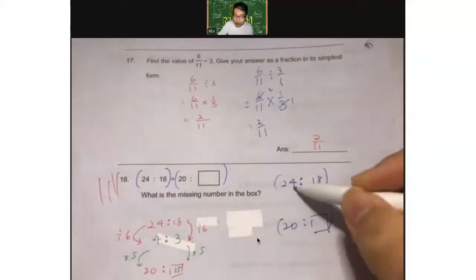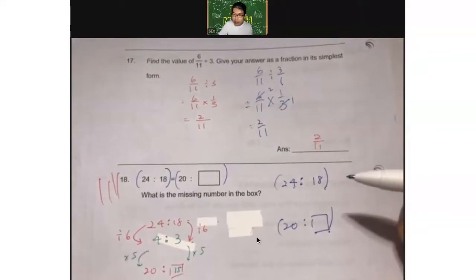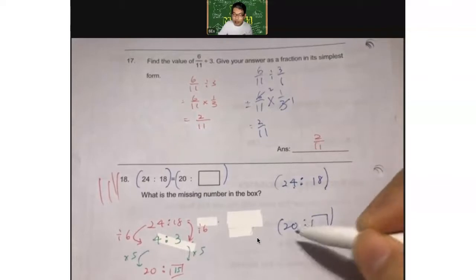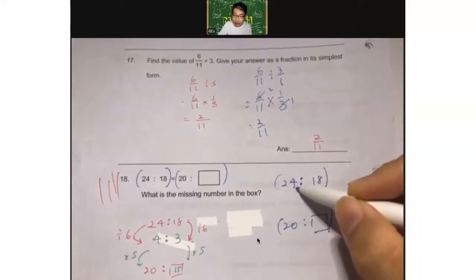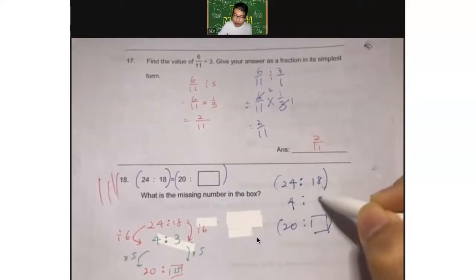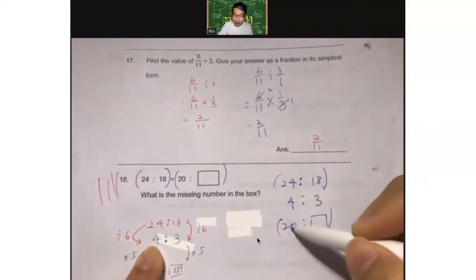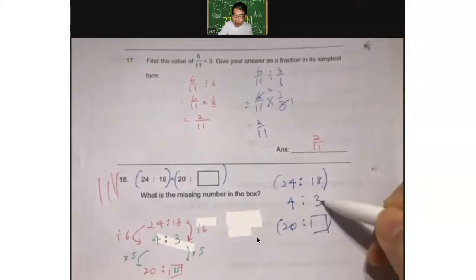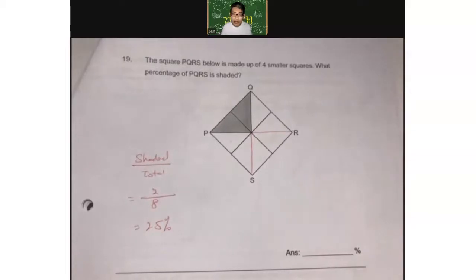So how do you change 24 to 20? Difficult, right? But it's possible to change to another number first. I can divide this by 6, and then I'll get to 4. I divide by 6, I'll get to 3. Just like what I've done here. And then from 4 to 20, easy. 4 times 5, 20. 3 times 5, 15. Let's move to the next question.